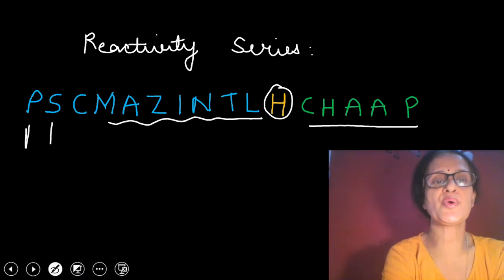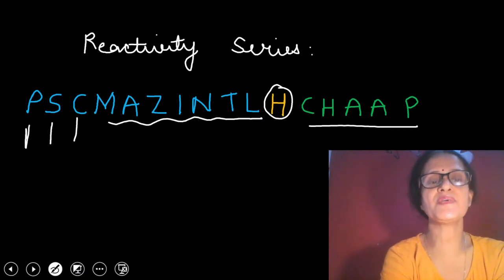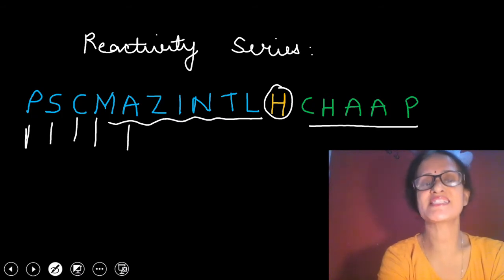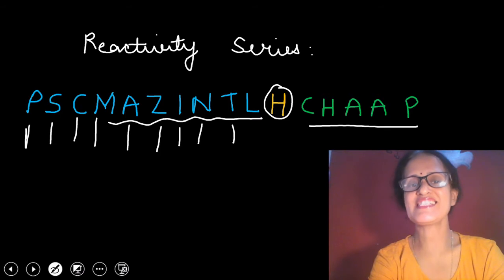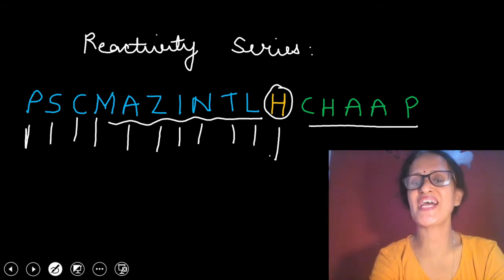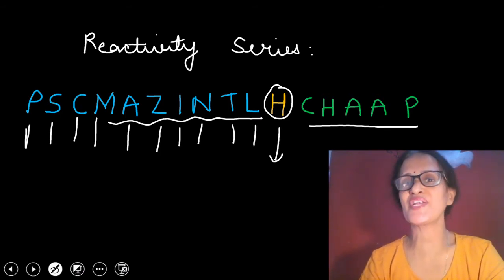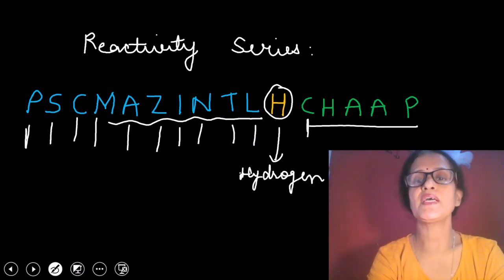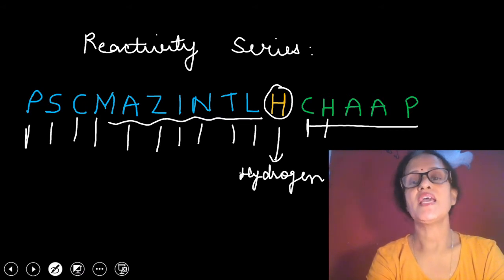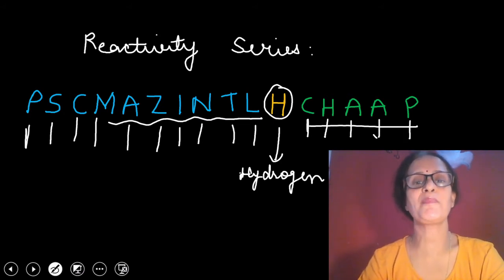S stands for sodium, C stands for calcium, M stands for magnesium, A stands for aluminium, Z stands for zinc, I stands for iron, N stands for nickel, T stands for tin, L stands for lead, H stands for hydrogen. A very interesting thing I am going to tell you after discussing this reactivity series. C stands for copper, H stands for mercury, A stands for silver, another A stands for gold, and in the last you have P. P stands for platinum.